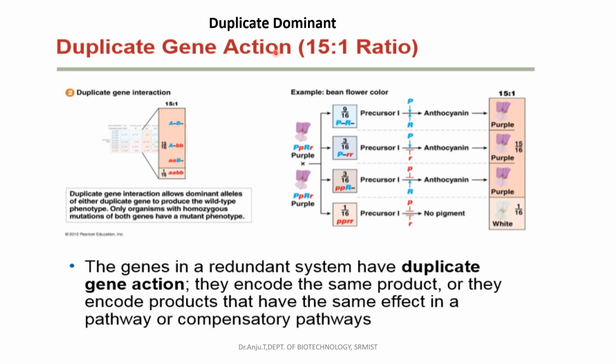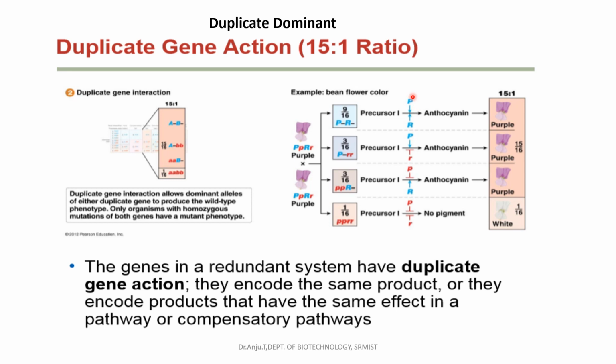The next gene interaction is duplicate dominant. So here two genes are involved. One gene is P and the second gene is R. Here we are talking about the duplicate action of the dominant allele of both the genes.